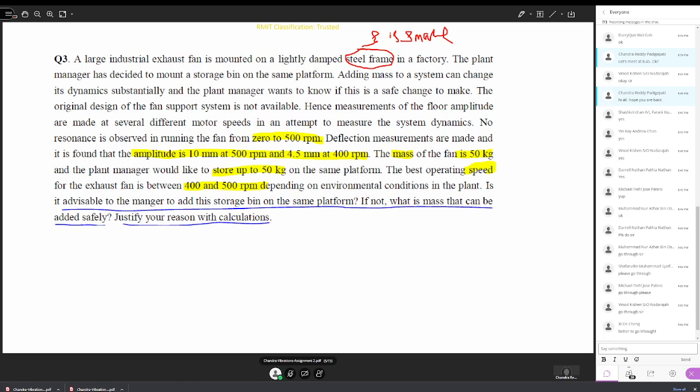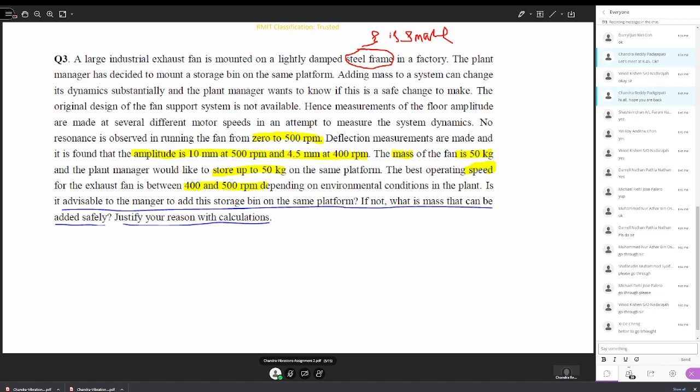So the plant manager has decided to mount a storage bin on the same platform. So you want to increase the weight of the platform. So once you increase the weight, the natural frequency of the system changes, right? So adding mass to a system can change its dynamics substantially, and the plant manager wants to know if this is a safe change to make. So to find that out, he needs to have the system properties. If he doesn't have the system properties, then he needs to measure the response of the system and find out.